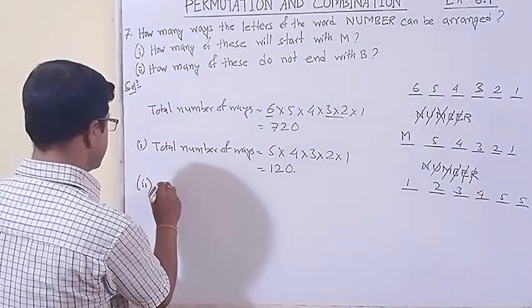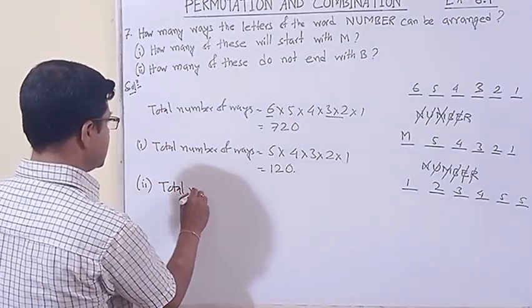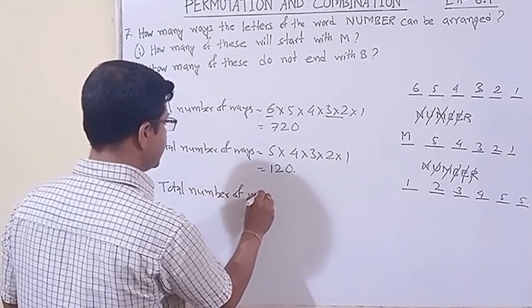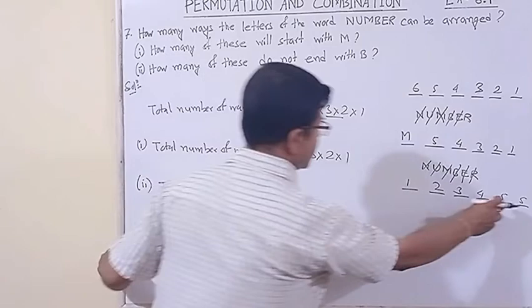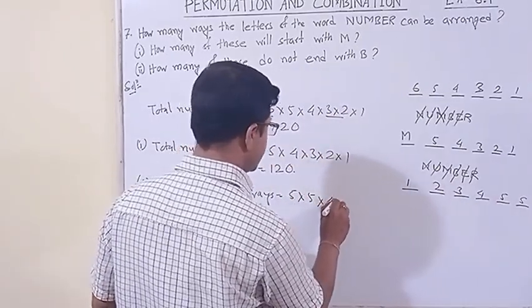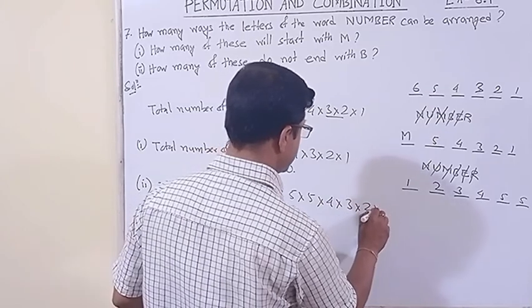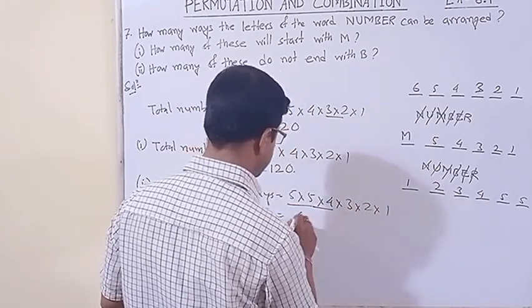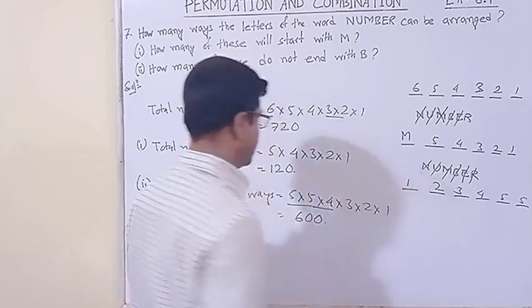Okay, so here the total number of ways. Let us multiply in this order: 5 into 5 into 4 into 3 into 2 into 1. 5 5s are 25, into 4 is 100, into 3 is 300, into 2 is 600. Is it okay?